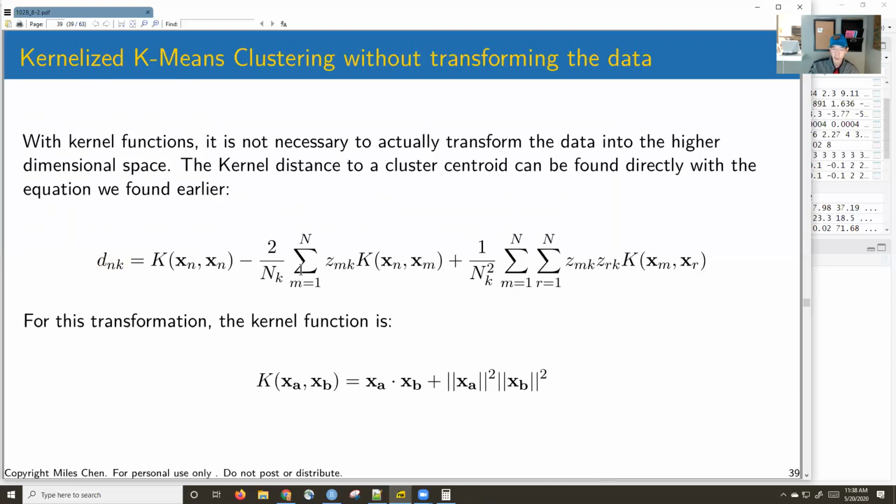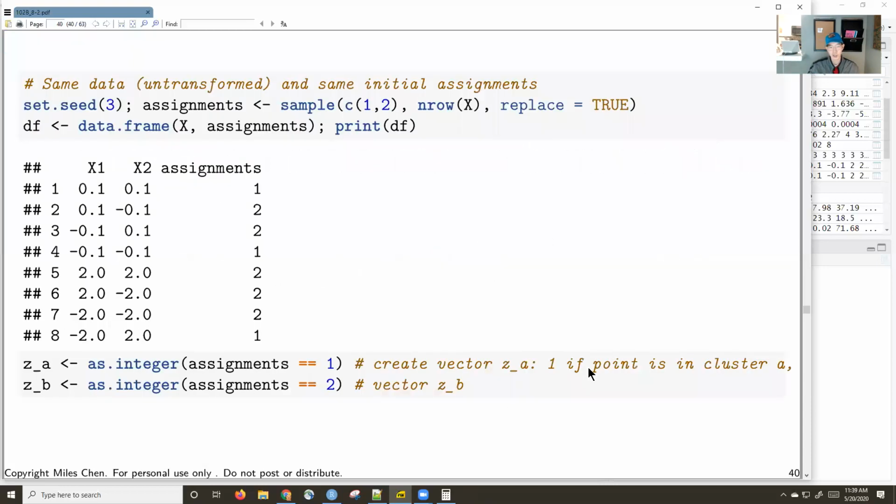And again, for our transformation into 3D, the kernel function that we're using is this. So I'm going to have to create a kernel matrix, which is basically every combination of the x's. We've got 8 x values, so we're going to create an 8x8 kernel matrix. All I'm doing is leaving our x values as x1 and x2. I'm not going to transform into 3D; I'm going to leave them in 2D.